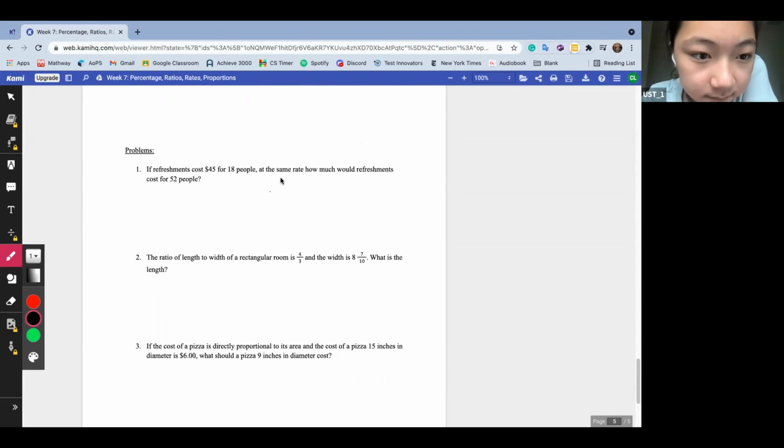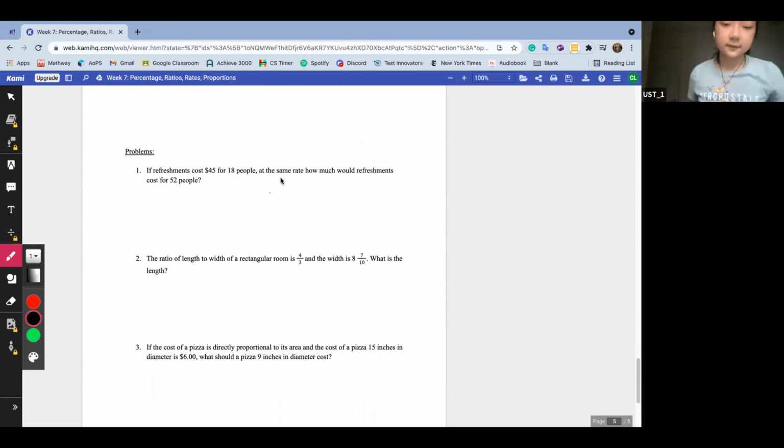Okay, so here are the last two problems. If refreshments cost $45 for 18 people, at the same rate, how much would refreshments cost for 52 people?